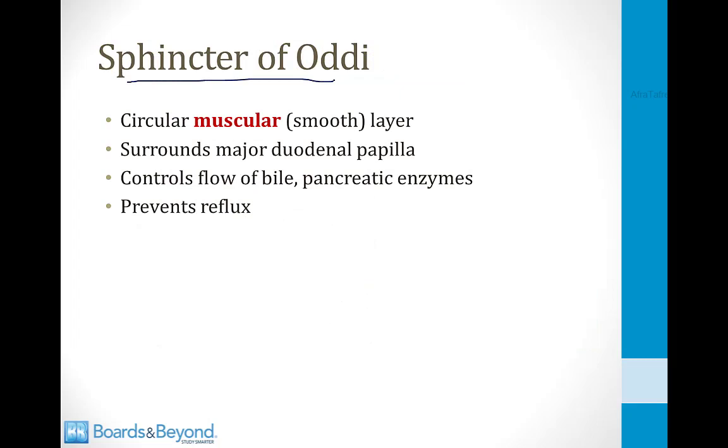The sphincter of Oddi is a circular muscular layer. It's smooth muscle that surrounds the major duodenal papilla, and it controls the flow of bile and pancreatic enzymes. When the sphincter of Oddi relaxes, bile and pancreatic enzymes can flow into the duodenum. When it constricts, they cannot flow, and it constricts to prevent reflux of contents in the duodenum back into the bile ducts and the pancreatic ducts.